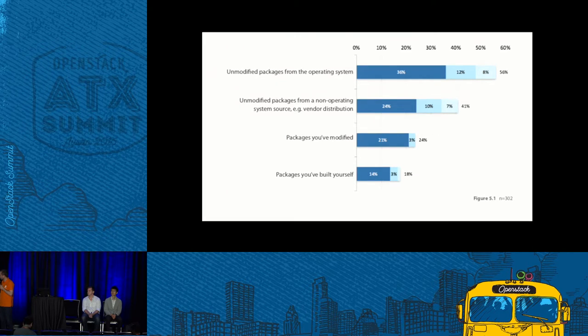And I think that's generally the way that the market is going. So again, taken from the last survey that came out a couple of weeks ago, unmodified packages from the operating system and unmodified packages from a distribution is by far the most popular way of installing OpenStack. Compare and contrast that with only a couple of years ago, when so many people were building packages themselves or modifying packages. But there's an old adage, and I work for a Linux distribution and have done for a long time: just because you can doesn't mean you should.